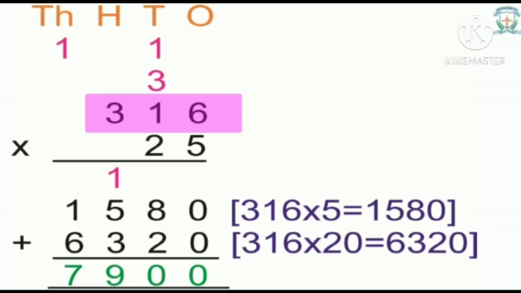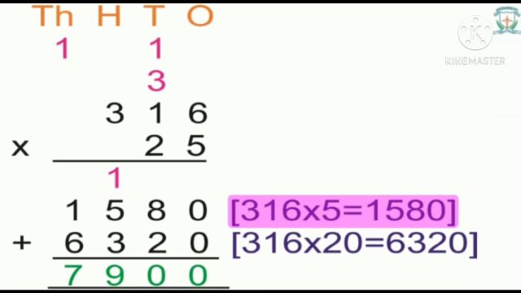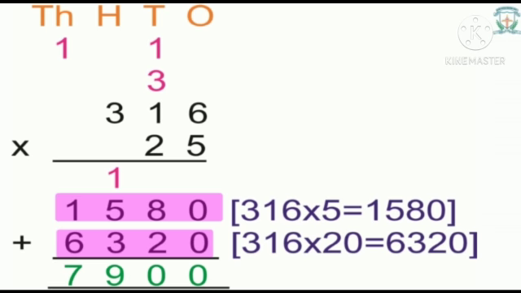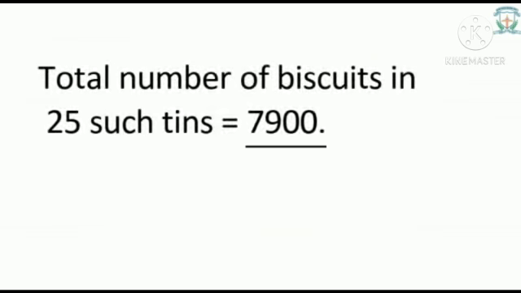Let us arrange these numbers in the place value chart. 316 into 25. The product of 316 and 5 is 1580. The product of 316 into 20 is 6320. Let us add these two products. The answer is 7900. Total number of biscuits in 25 such tins is equal to 7900.